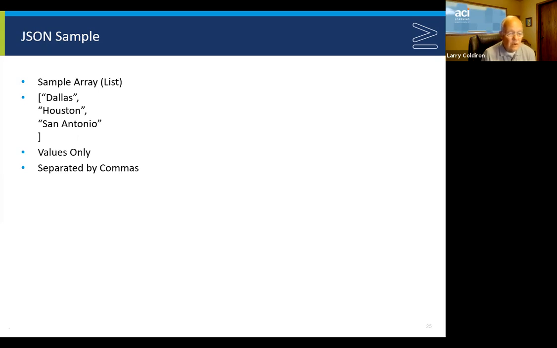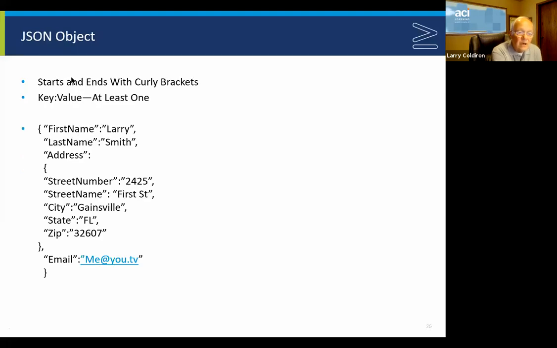This one is only the values separated by commas. And when we say separated by commas, we go down here, separated by commas, each of these until we get to the last one. The last one's not going to have a comma because there's nothing that follows it except the closing of the array.